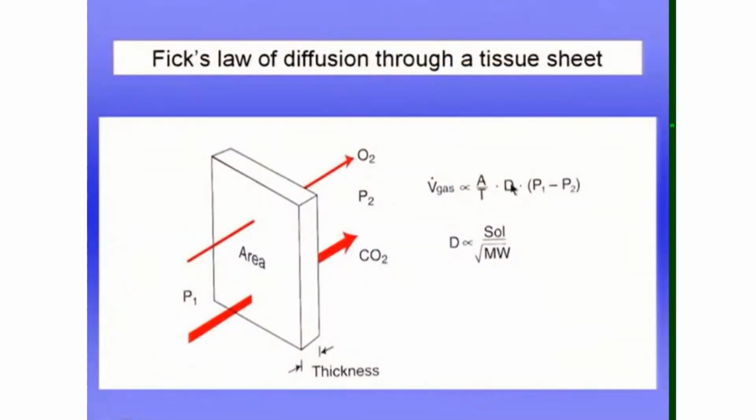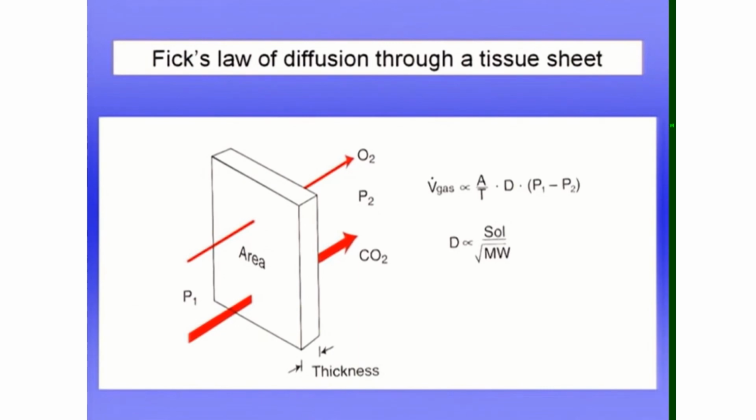Now let's go back to Fick's law for a moment, and we'll talk a little bit about this factor here, the diffusivity. Now the diffusivity depends on both the characteristics of the membrane and the properties of the gases. For example, a piece of tissue is much more likely to allow diffusion through it to occur than if it were a piece of steel, for example. So the structure of the sheet is important.